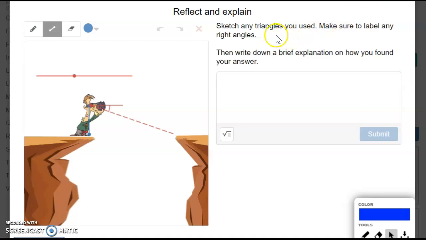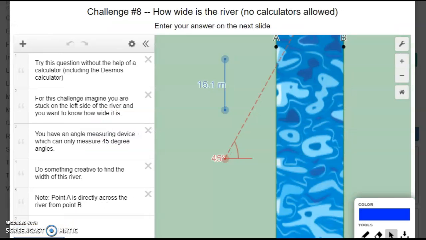This is where you sketch any triangle you use. Make sure to label any right angles and write down a brief explanation of how you find your answer. I am going to skip this because I have explained it all. All right, then this time we are looking for how wide the river is. No calculators allowed and no trig tables are allowed. Enter your answer in the next slide.